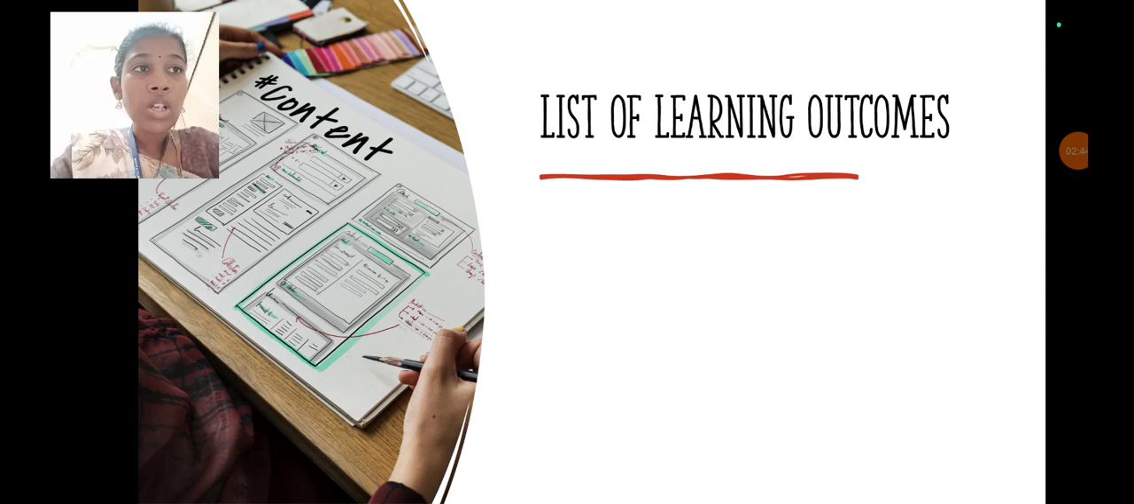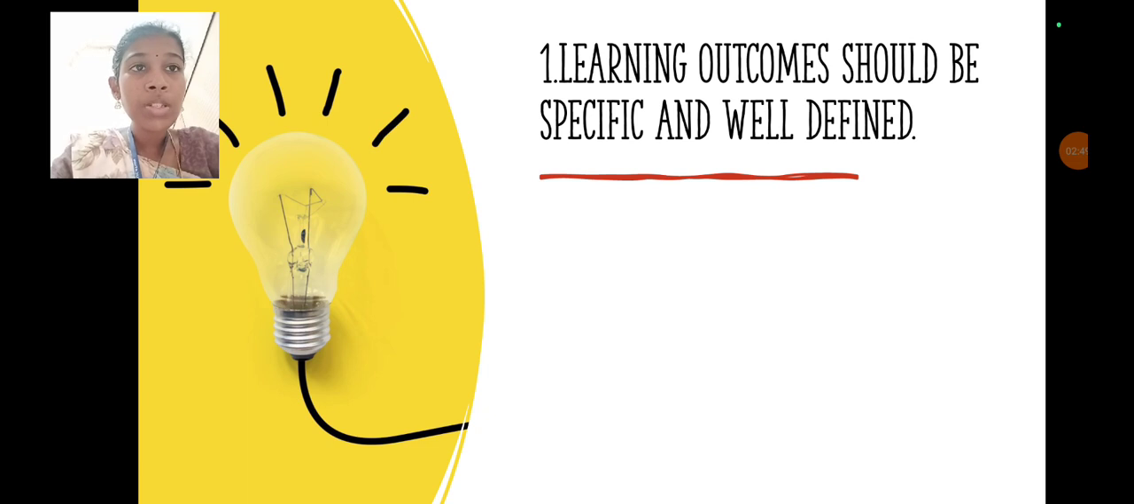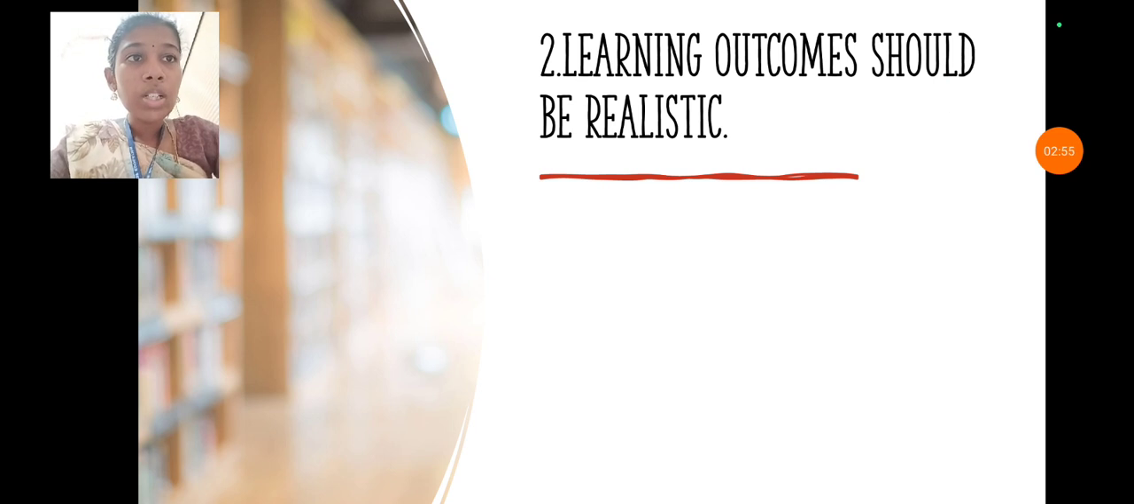List of learning outcomes. The first one is learning outcomes should be specific and well defined. The second is learning outcomes should be realistic. It is important to make sure that the outcomes are attainable, and need to be revised in the light of students' ability and development level.